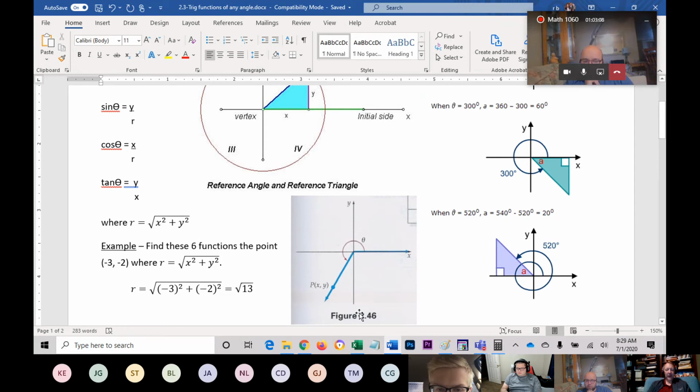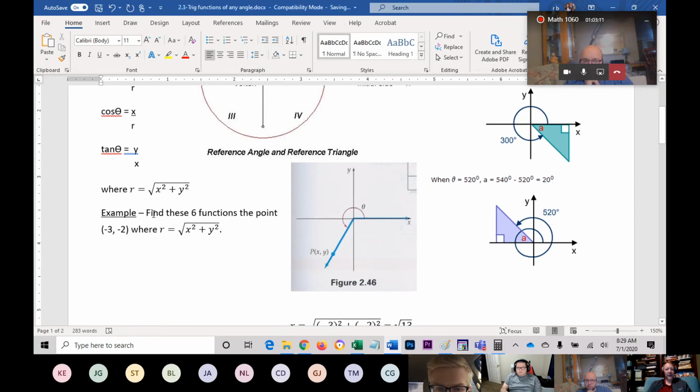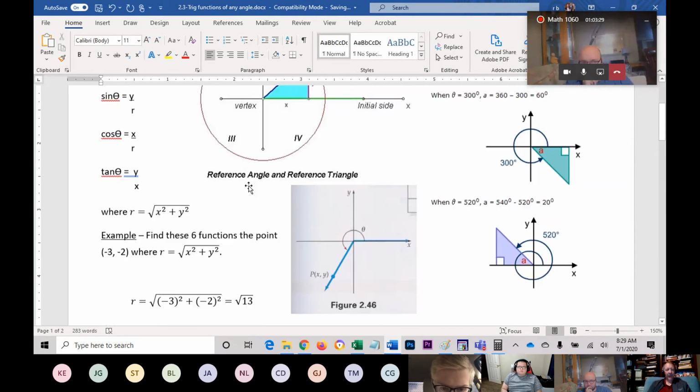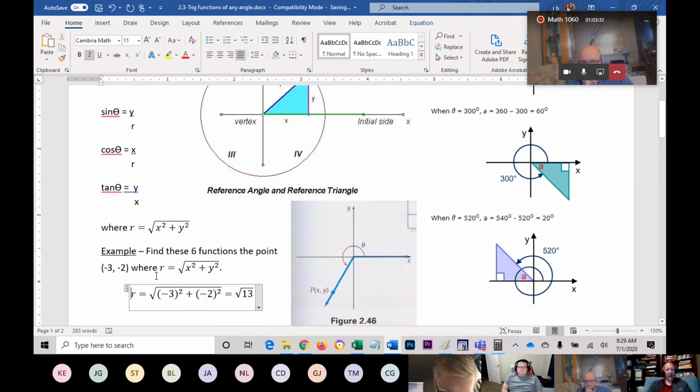All right, so now the idea here is, let's find the 6 functions of the point where x is -3 and y is -2. I'm trying to hide the answers here, but our radius is going to just be Pythagorean Theorem, 3 squared plus 2 squared. So your radius here, at this point -3, -2, is the square root of 13.